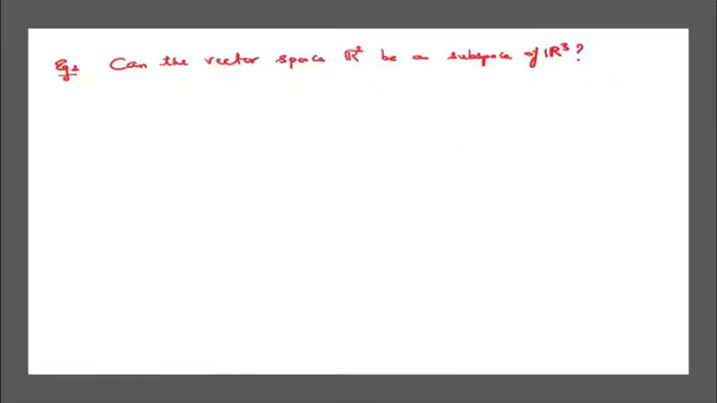Our second example. Can the vector space R2 be a subspace of R3? Usually we'll feel that R2, R3. So R2 is a 2-dimensional plane, geometrically, and R3 is a 3-dimensional space. We'll assume that this R2 will be part of R3 usually. Each plane is a part of some space, that is true. But algebraically, let us see whether it forms a subspace or not.